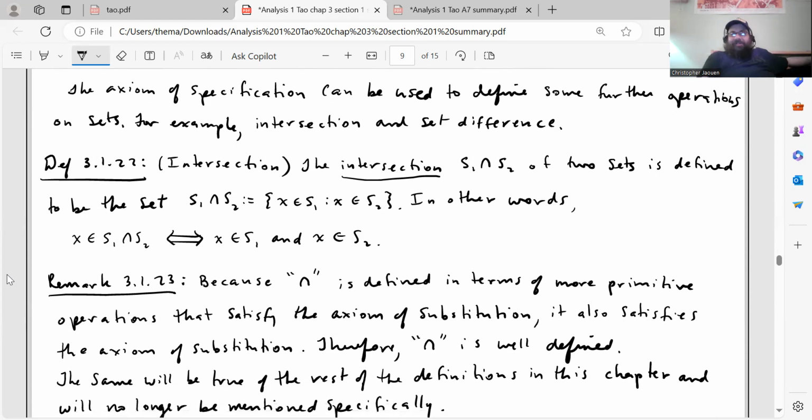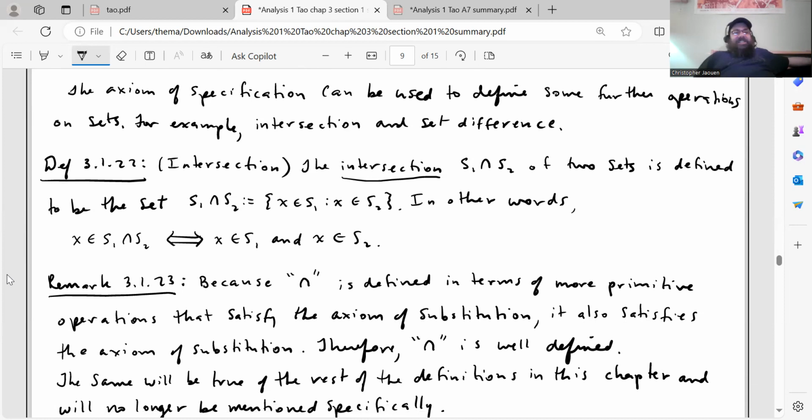Like I said, this is kind of a long section. This is definition 3.1.22. This is the definition of intersection of two sets. So the intersection S1 intersect S2 of two sets is defined to be the set of all x in S1 such that x is an element of S2. In other words, x is an element of S1 intersect S2 if and only if x is in S1 and x is in S2.